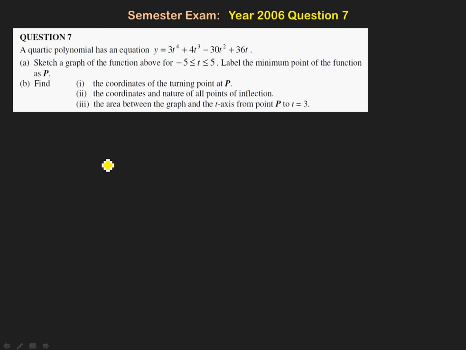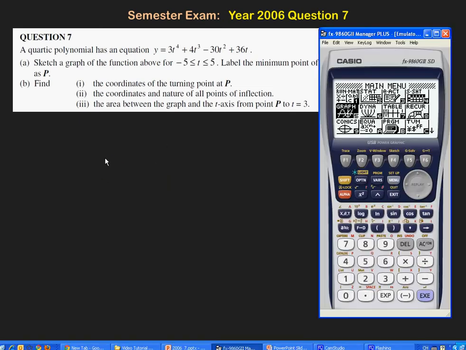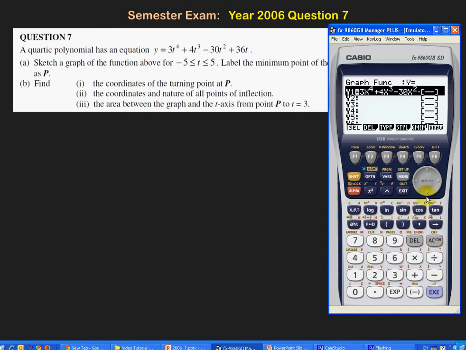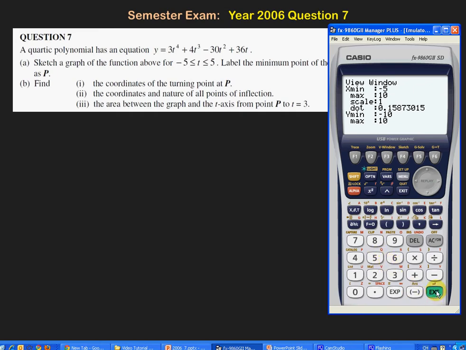Okay, so first we need to get our calculator here, and I'm going to enter this function into the calculator. I've already done so, but now I need to set up the window, x from -5 to 5 as required. I'm not too sure about the y minimum or y maximum, so I'm going to put some large value to cover all possibilities.